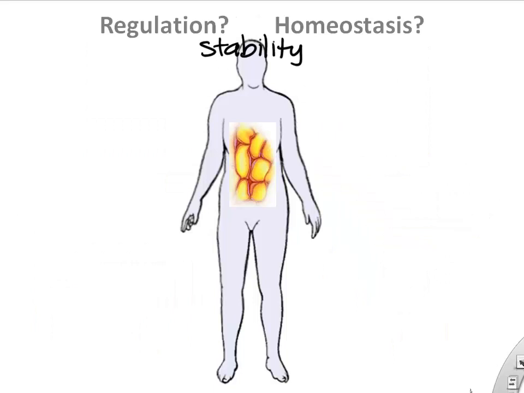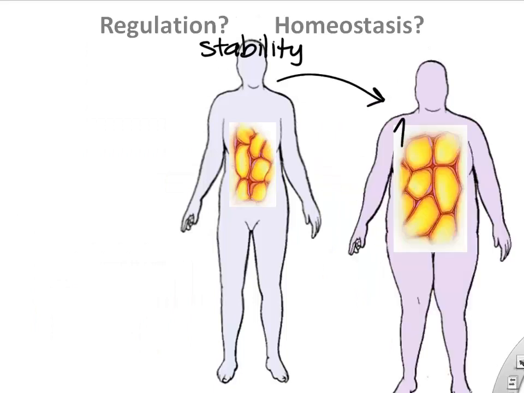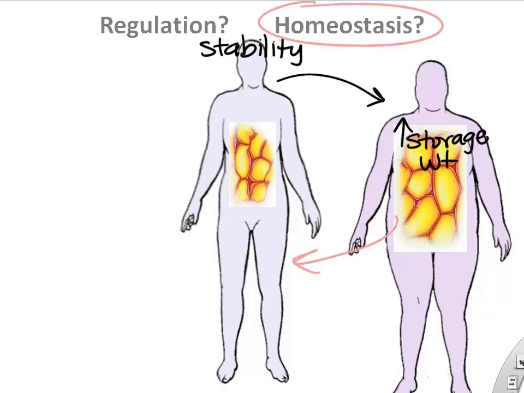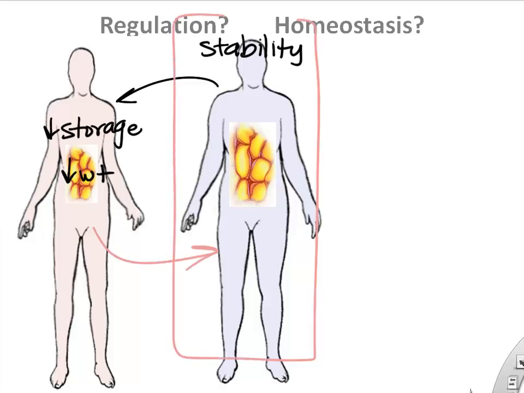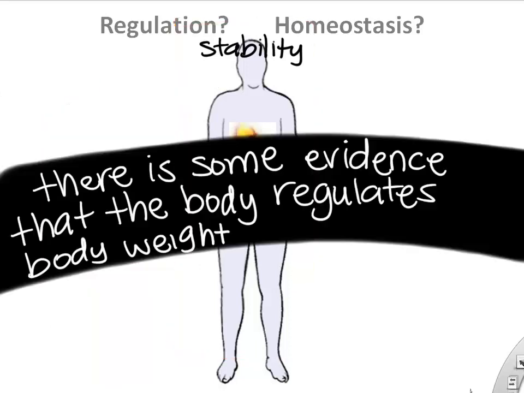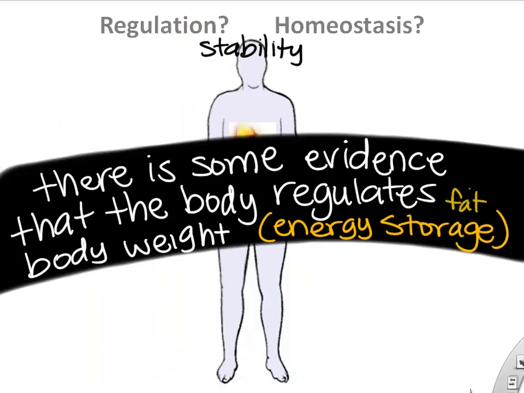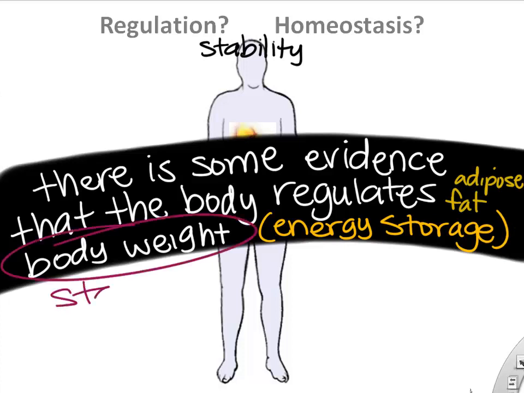And if there's a set point for your body weight, homeostasis would mean that if you increase your fat stores and body weight, there would be some signals in your body to bring your body weight back down towards a set point. Also, if you ever lost weight and decreased your fat stores, then there would be some other signals that would cause your body weight to go back up towards its set point. So there actually is some evidence that the body regulates body weight and energy stores, or fat and adipose tissue levels. So is there stability in our body weight?